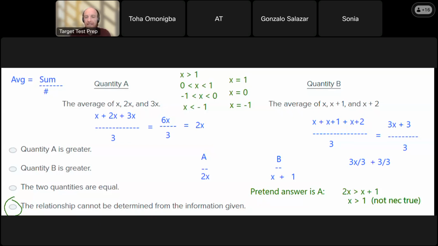I don't have any restriction on x. Could be bigger than 1, but it could be equal to 1. It could be a fraction. It could be a negative number. So then I would say, okay, well, yeah, this doesn't actually hold necessarily. It doesn't have to be A. And that's another way to show that the answer is D. I like this. Good strategic stuff you're coming up with.